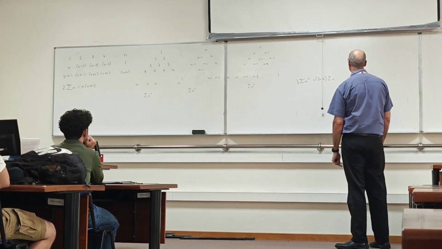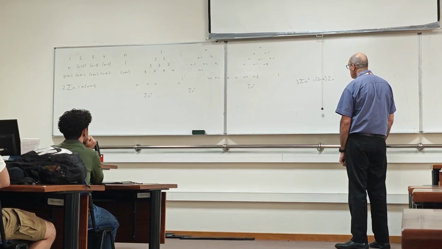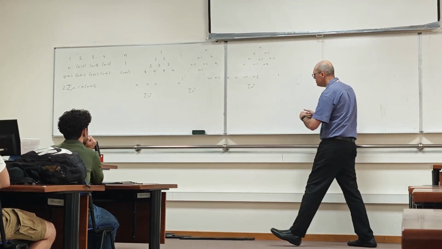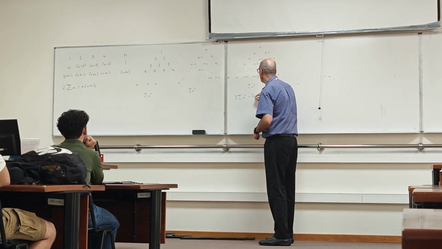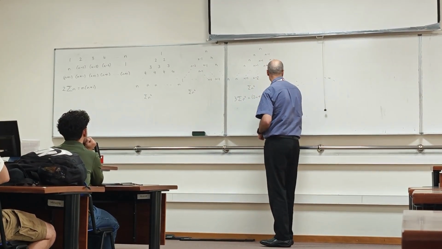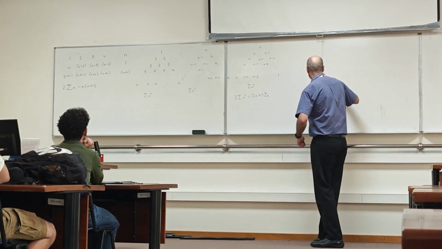Now what about the sum of cubes? Do I have enough space for the sum of cubes? Maybe if I delete this and I put it here, I do. So 3 times sigma n squared is 2n plus 1 times sigma n. Okay? So, sum of cubes.